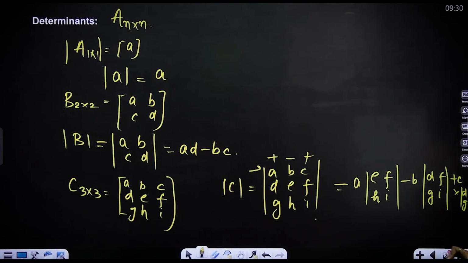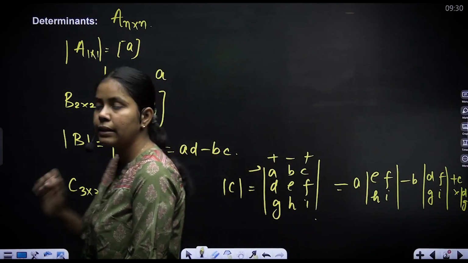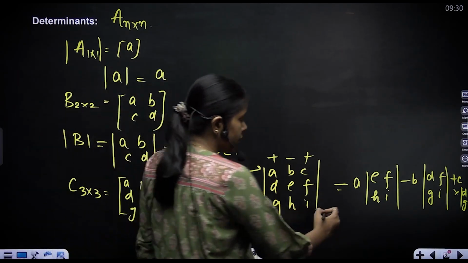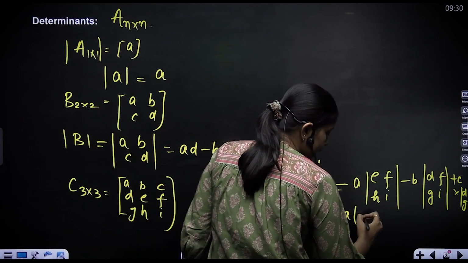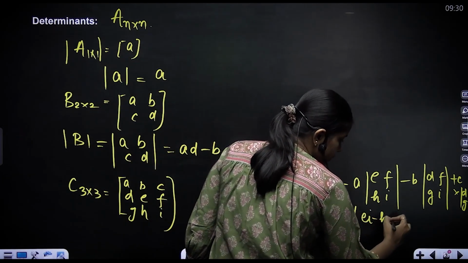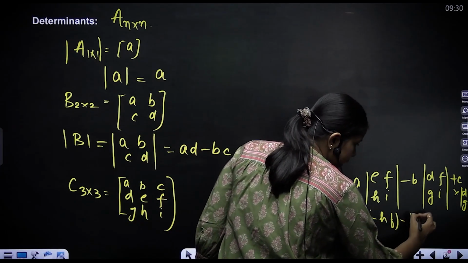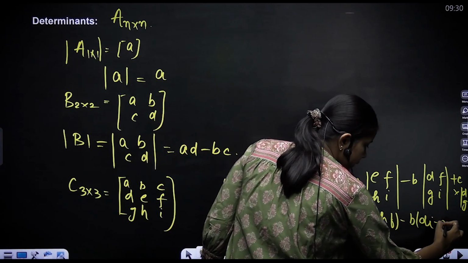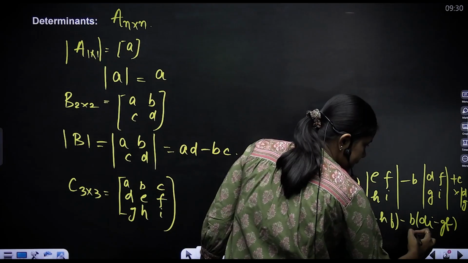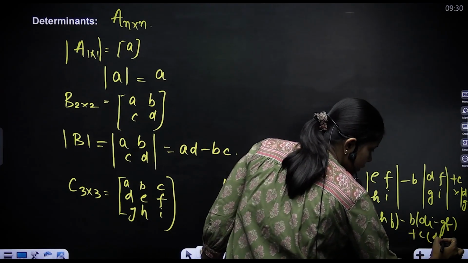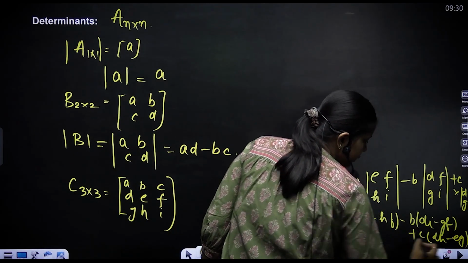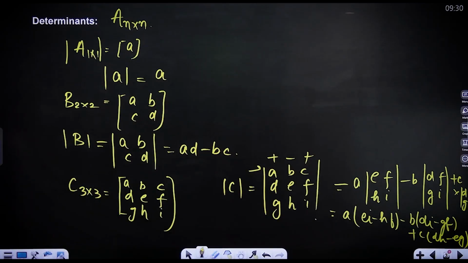Now you know how to expand a 2 cross 2 determinant like this. So what would the determinant be? The determinant here would be A into (EI minus HF), minus B into (DI minus GF), and plus C into (DH minus EG). That's how you find the determinant.